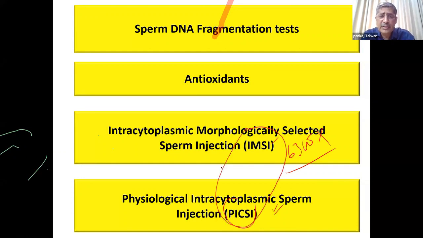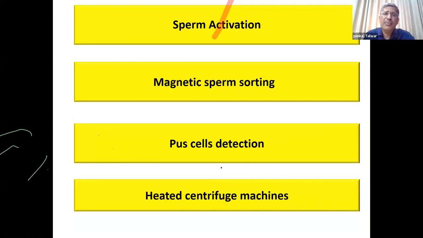These are two techniques which were in big vogue, and they're good also, but now they are losing the sheen. Magnetic sperm sorting, sperm activation, looking at the pus cells, heated centrifuge tubes, centrifuge machines. In case we do these things, does it add to the benefit? These are all adjuvants which cost money. So we have to see, in case we do it, is it worthwhile? Is it worthwhile using a magnet to sort out the sperms? Is it worthwhile buying a centrifuge machine for 1.25 lakh rupees when an ordinary one is available for 20,000 rupees?